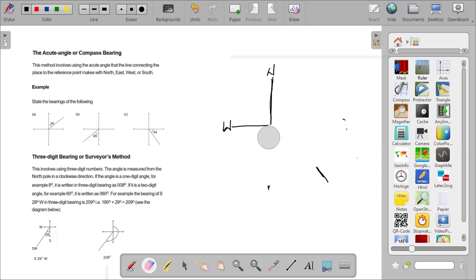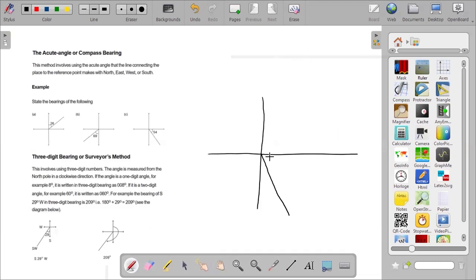Even though we are not measuring, our drawing should reflect the reality of things to some extent. This one is much better. This is 54 degrees. So to report this in terms of compass bearing, what would be the answer? Here is north, here is south, here is west, and here is east.